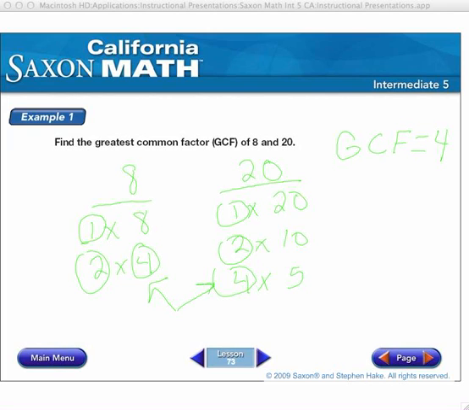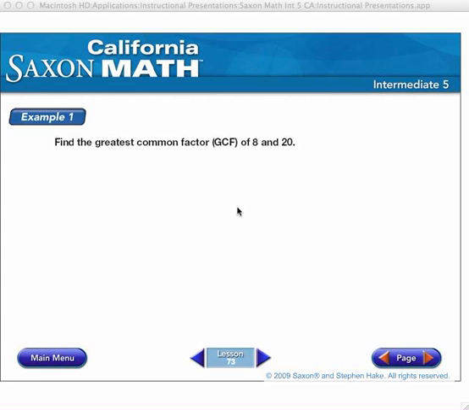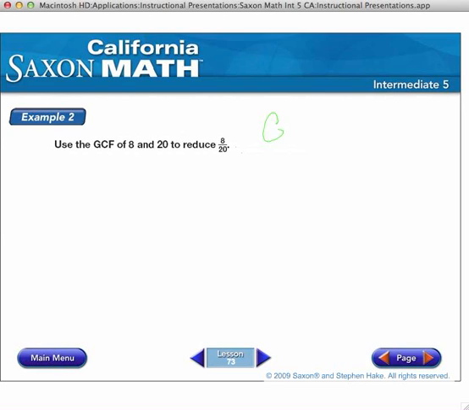Okay? So why is it important to be able to find the greatest common factor, or the GCF? Well, let's look at example 2. Example 2 says, use the GCF of 8 and 20 to reduce 8 twentieths. Well, if I know that the GCF equals 4, I'm going to take 8 twentieths, and I'm going to reduce it by dividing by 4 fourths.